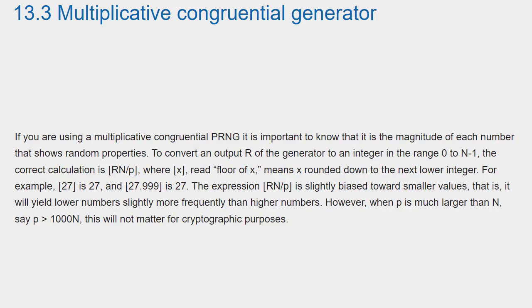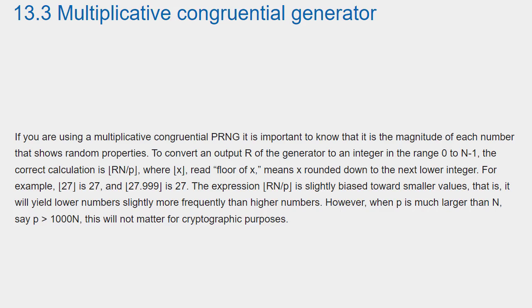If you are using a multiplicative congruential PRNG, it is important to know that it is the magnitude of each number that shows random properties. To convert an output R of the generator to an integer in the range 0 to n minus 1, the correct calculation is floor of Rn over p, where floor of x means x rounded down to the next lower integer.